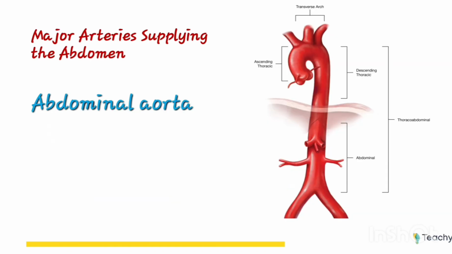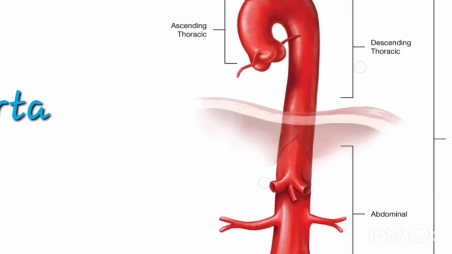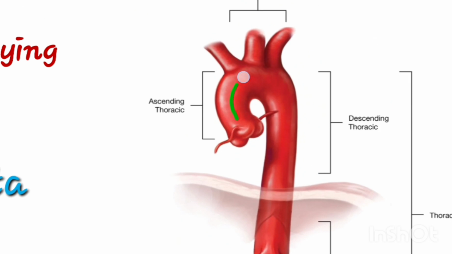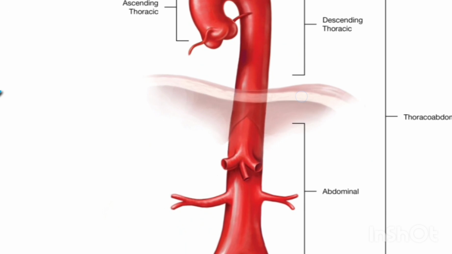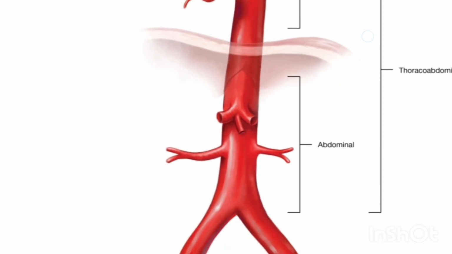The major artery involved in the blood supply of the abdomen is the abdominal aorta. Here you can see the ascending aorta, arch of aorta, and descending aorta, and this descending aorta continues as the descending thoracic aorta, which continues as the abdominal aorta, and this abdominal aorta divides into common iliac arteries. We are more concerned about the abdominal aorta, which supplies the abdomen.